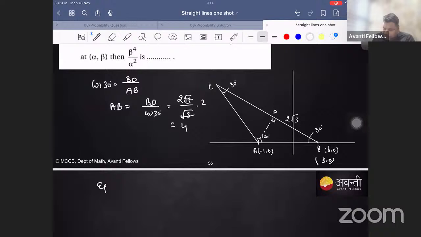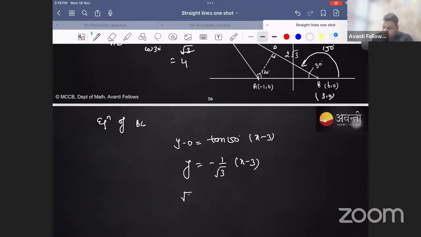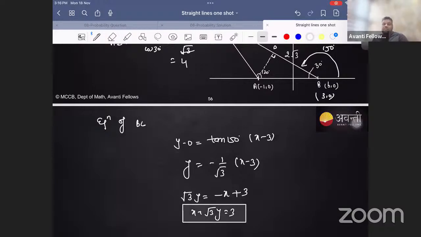Now the equation of BC you can calculate. BC is passing through (3, 0) and having inclination as 150 degree. So y minus 0 is tan 150 degree into (x minus 3). So tan 150 is minus of tan 30, that is minus 1 by root 3 into (x minus 3). Am I clear? So you have root 3 y equals minus x plus 3. So x plus under root 3 y equals 3. This is the equation of BC.